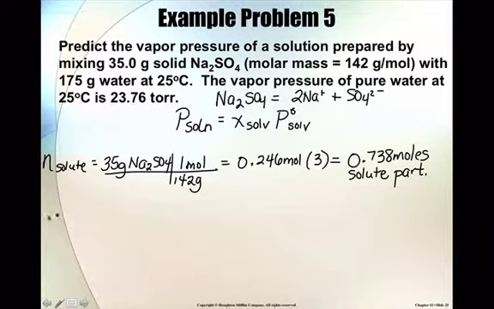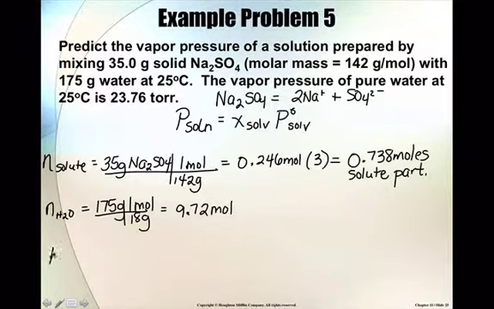So solute particles. I need to do my moles of water, since that's my solvent. I have 175 grams of water. 18 grams is 1 mole. And by dividing that out, we get 9.72 moles of water.